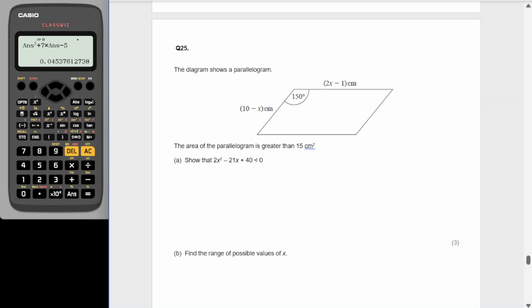Okay, question 25. The diagram shows a parallelogram. The area of the parallelogram is greater than 15 centimetres squared. Show that.